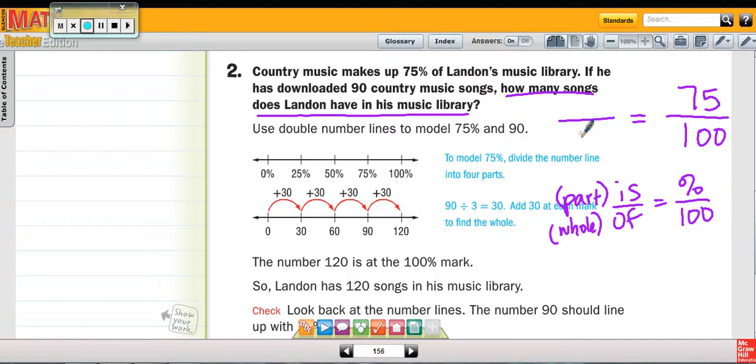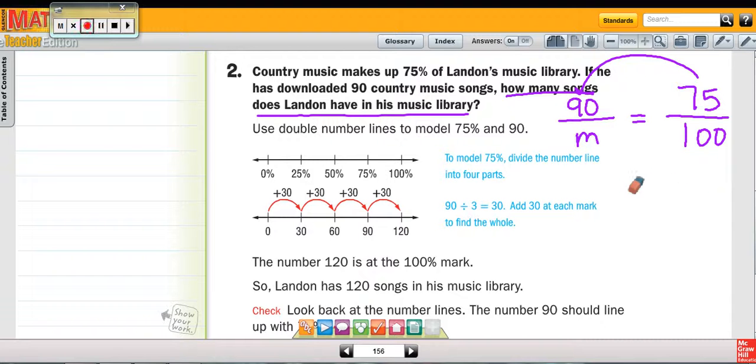So this is our missing piece of value. We could call it M, for his music library, right? Okay, it's just our missing piece. So this 90 has to be a part. 90 is the same thing as his 75%. Can I get from 75 to 90? No. So because I can't get from 75 to 90, I'm going to have to use those cross products.